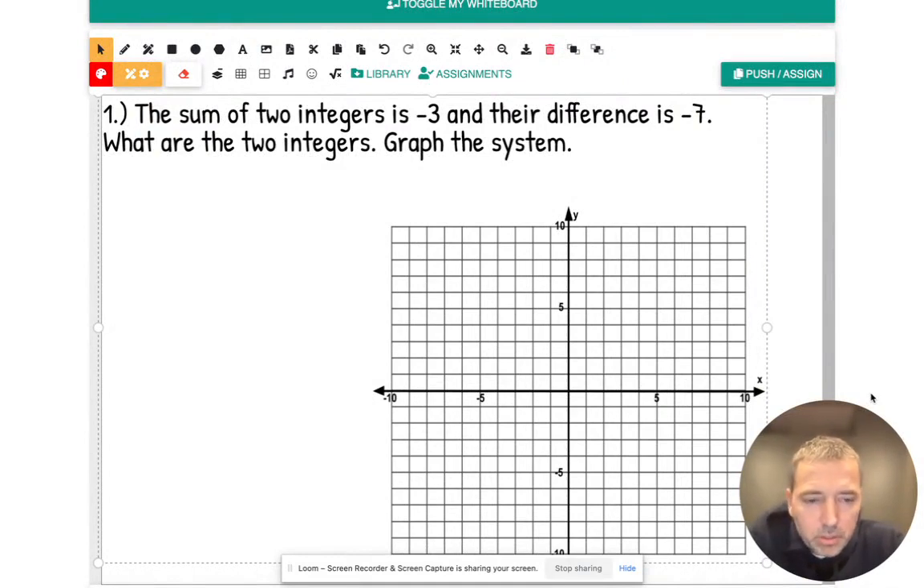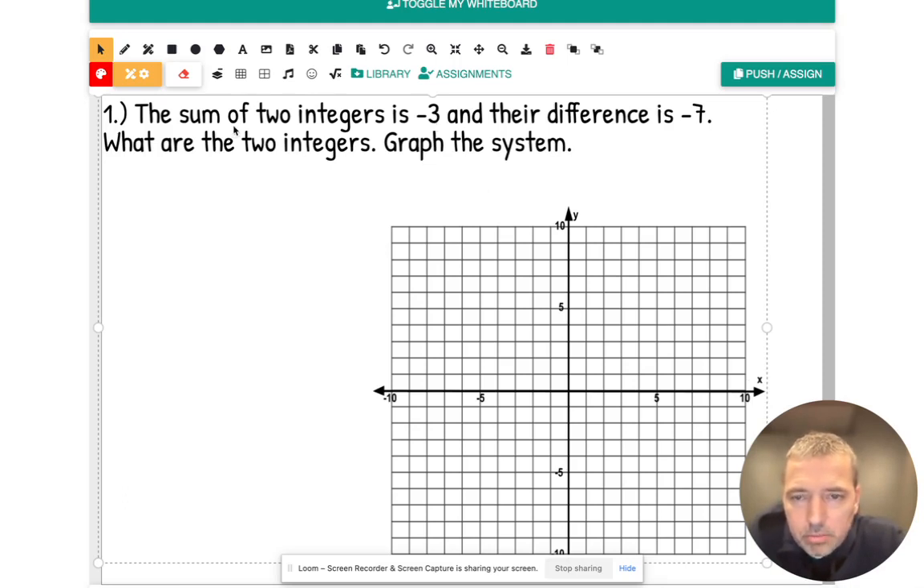Graph the system. So we're going to have to write our two equations, graph them, and see if we can figure out what this answer should be. Now, obviously, you could use guess and check and try to figure this out. But the sure way, the quicker way to me is usually just to graph them and see where they cross, right? The sum of two integers is -3.